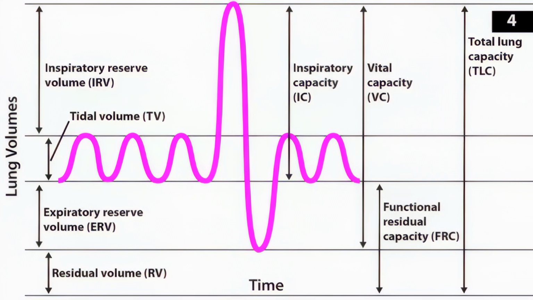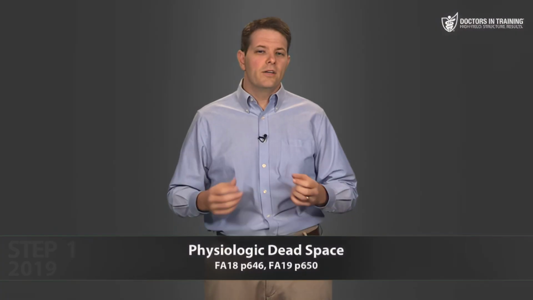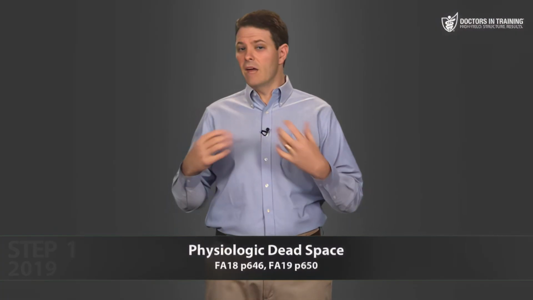And one useful hint is that A through D, all the individual vertical brackets, are called volumes, while the combinations of volumes, or E through H, are called capacities. And we've included a link to a PDF of this diagram so you can practice labeling this as much as you need to.